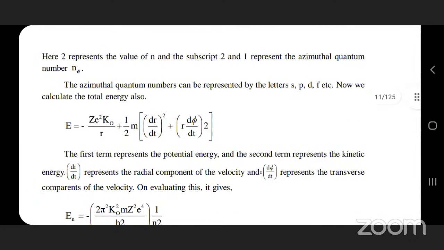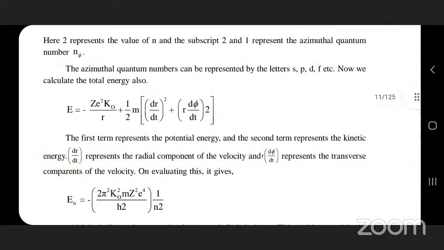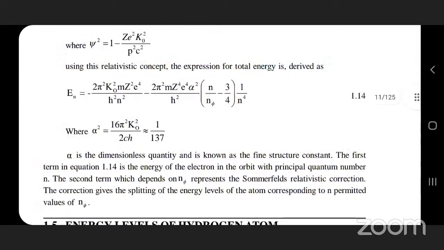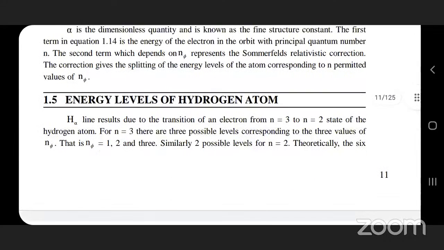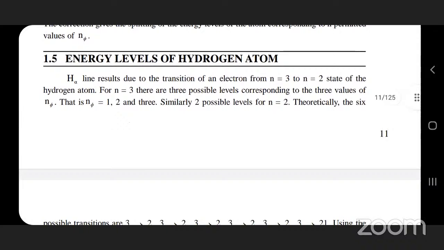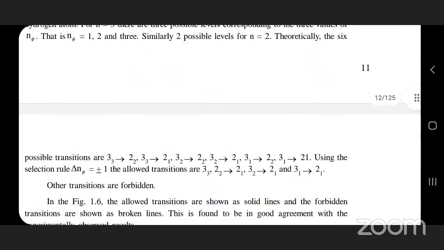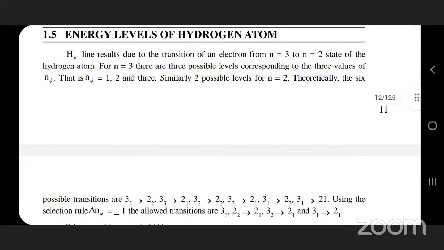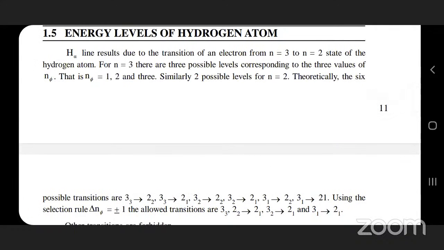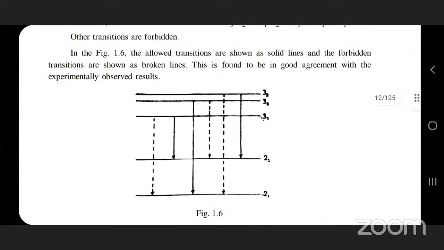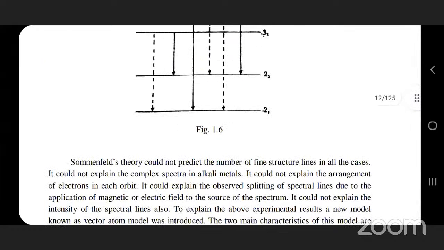And also here they have calculated what the total energy is which is to be considered. Later on, the energy level of a hydrogen atom. So the hydrogen atom energy level involves the Rydberg constant: nu bar equals R into (1 by nf square minus 1 by ni square), that equation. There the transition has been calculated.